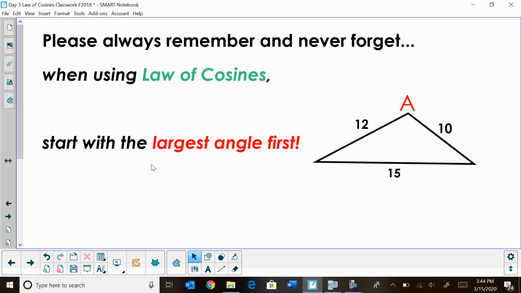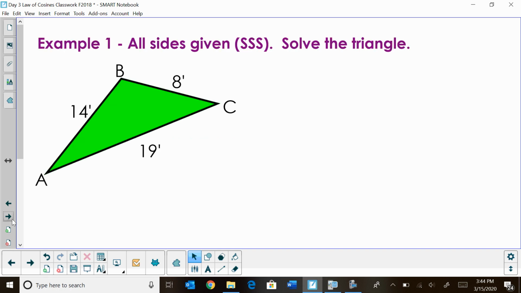So please always remember and never forget, when using the law of cosine, you're going to want to start with the largest angle first. So let's say you have a side, side, side situation. You're going to look at the side that's 15 because it's the longest side, and the angle opposite that side, in this case angle A, that would be your largest angle. So you would want to solve for that angle first.